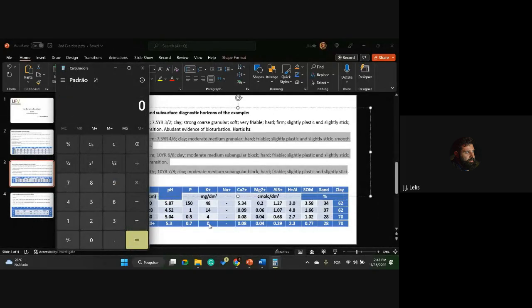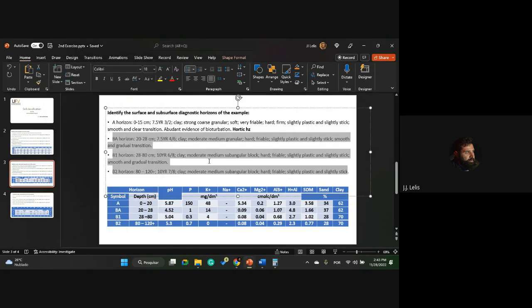Is potassium, that's 0, calcium, magnesium, hydrogen plus aluminum, and sodium. So we don't have sodium and potassium. So in this case, it's just a sum of calcium, magnesium, and hydrogen plus aluminum. So it's 0.08 plus 0.04 plus 2.3. So this is the CEC in this case, the cationic exchange capacity.